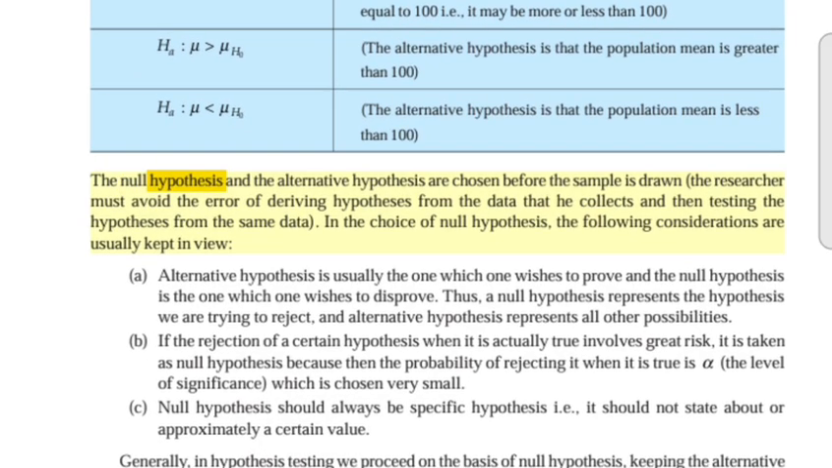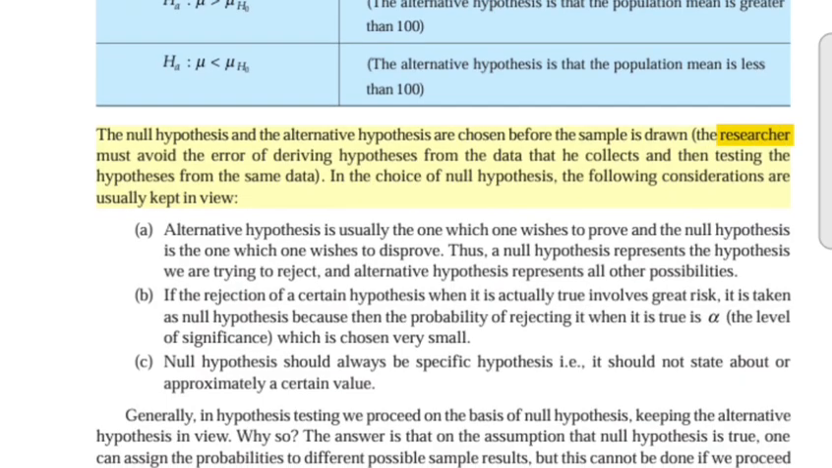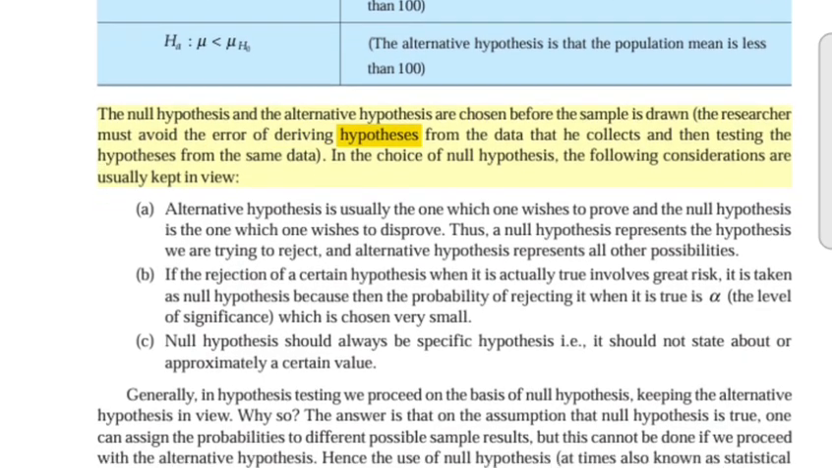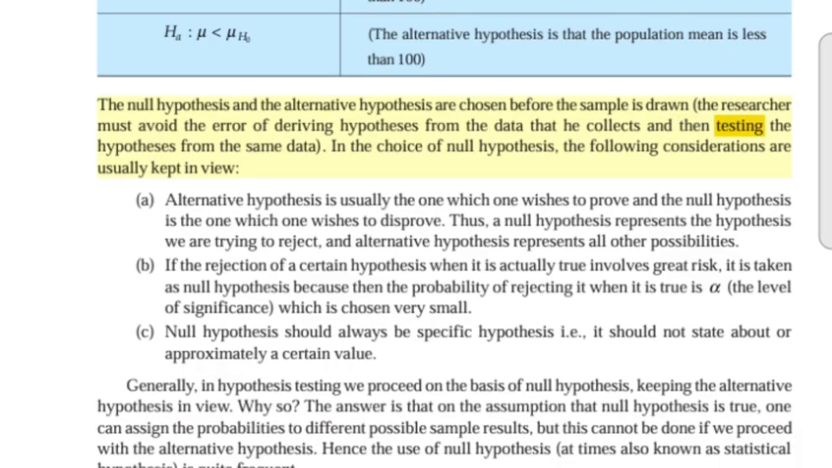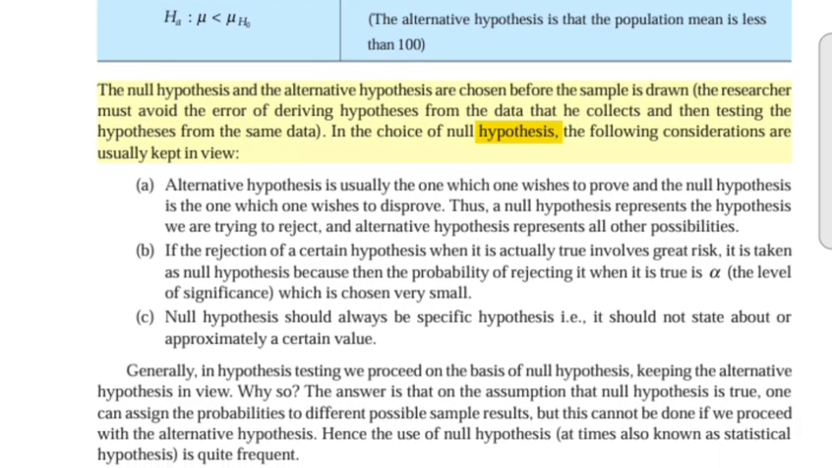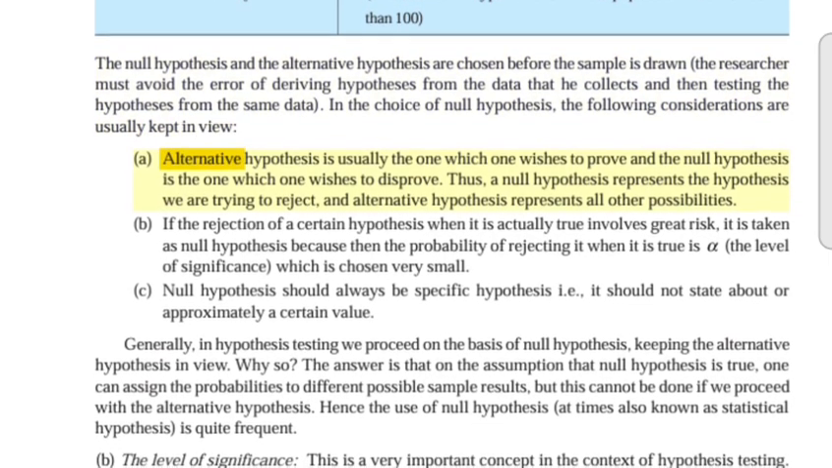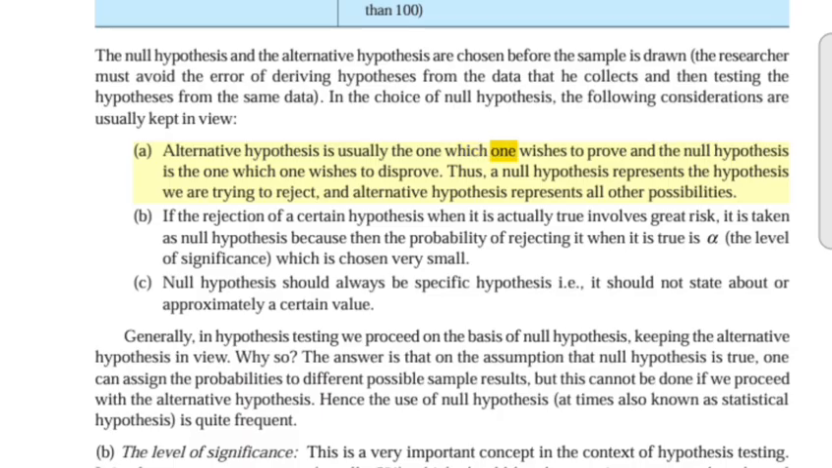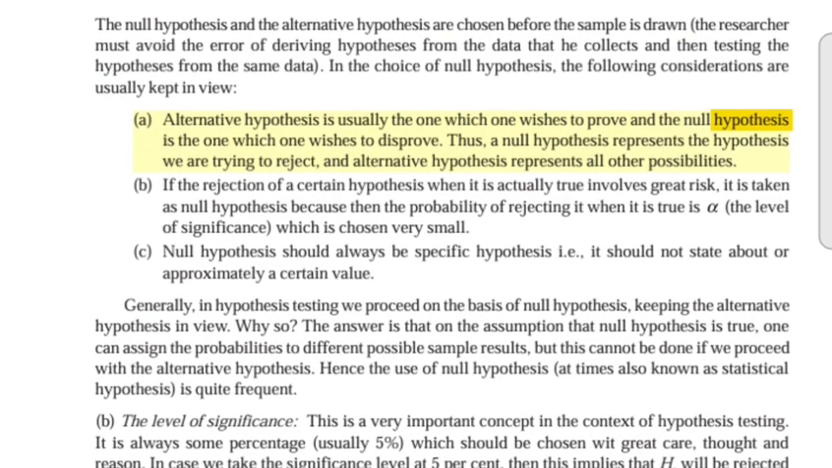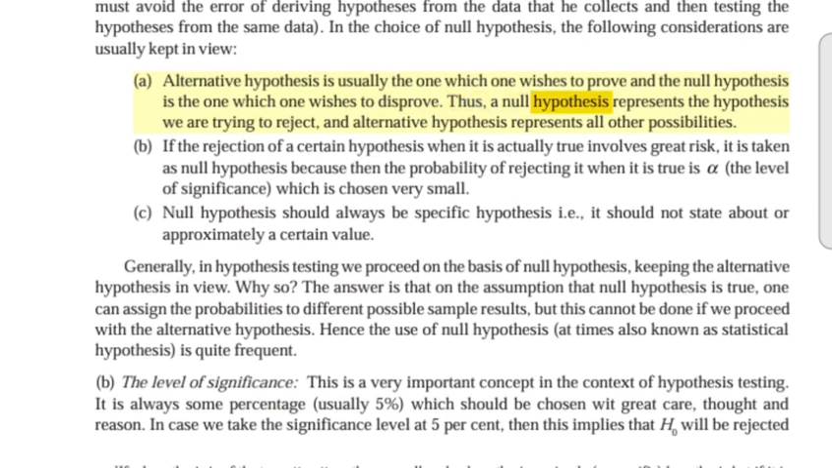The null hypothesis and the alternative hypothesis are chosen before the sample is drawn. The researcher must avoid the error of deriving hypotheses from the data that he collects and then testing the hypotheses from the same data. In the choice of null hypothesis, the following considerations are usually kept in view. A. Alternative hypothesis is usually the one which one wishes to prove, and the null hypothesis is the one which one wishes to disprove. Thus, a null hypothesis represents the hypothesis we are trying to reject, and alternative hypothesis represents all other possibilities.